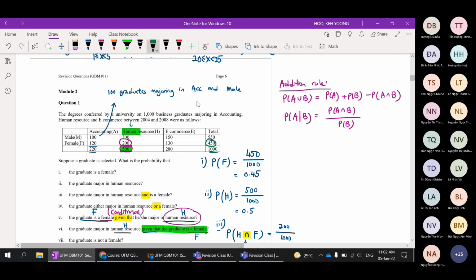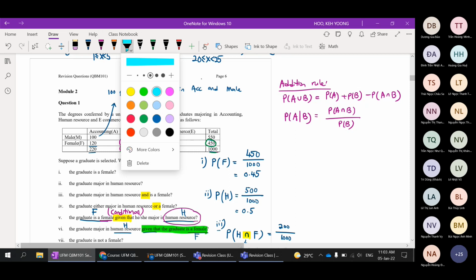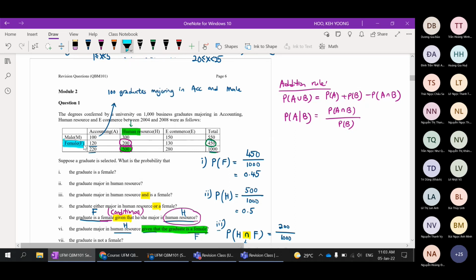So out of this 450, how many of them major in human resource? So we only look at this row. Just now we looked at the HR column. Now we look at the female row. Out of this 450, 200 of them are from HR. 200 of them are from HR.